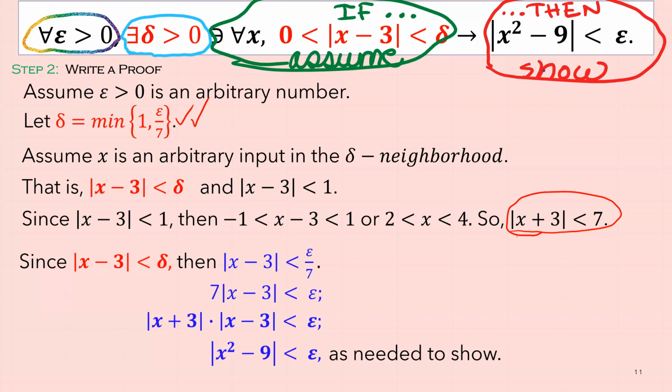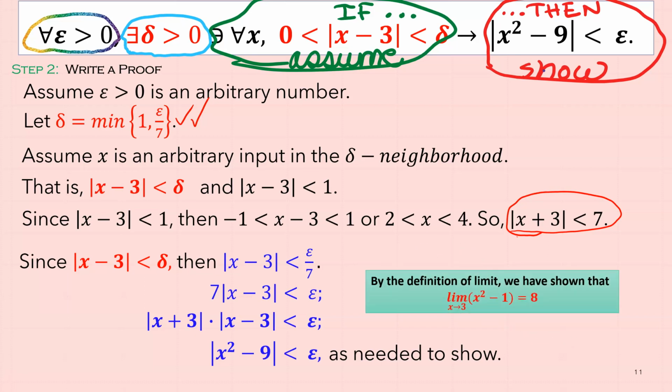Therefore, by the definition of limit, we have shown that the limit as x goes to 3 of x squared minus 1 is equal to 8. We have done all that is required of us logically, meaning we assume that epsilon is an arbitrary value. We found a delta that will make this work. Therefore, by the definition, the limit is true. And that is how an epsilon-delta proof works.